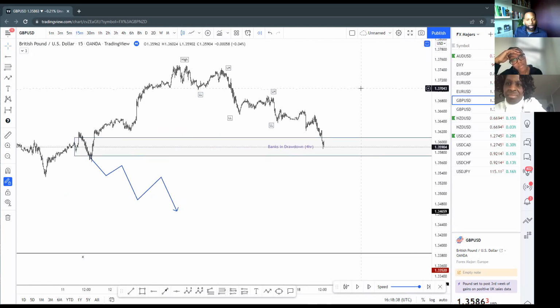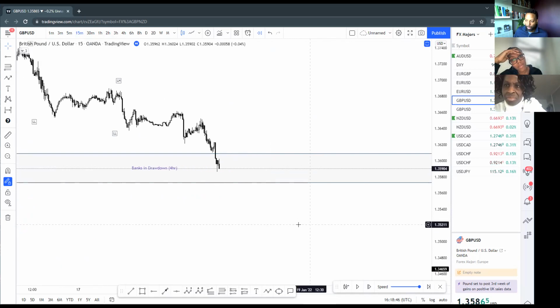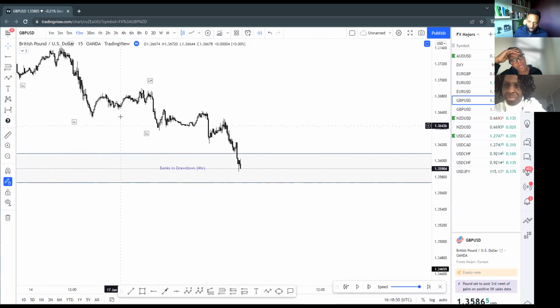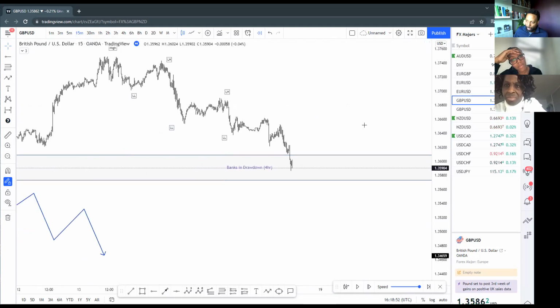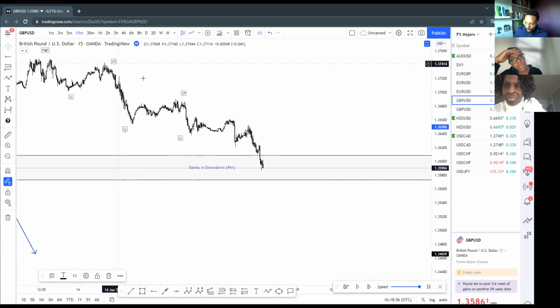There's no point being on the lower time frames if you're not looking for detail. And once it comes into my area of interest, now I'm looking for detail. Now I want the information. And now I can start marking up my lower highs and lower lows on the 15-minute time frame. Let's just put another one in.